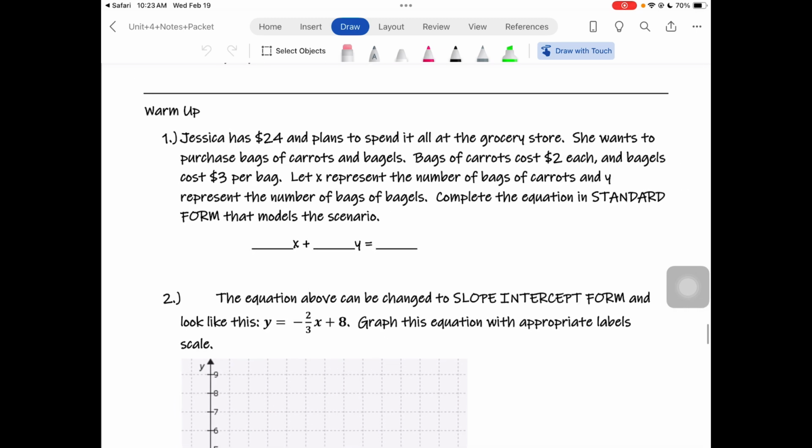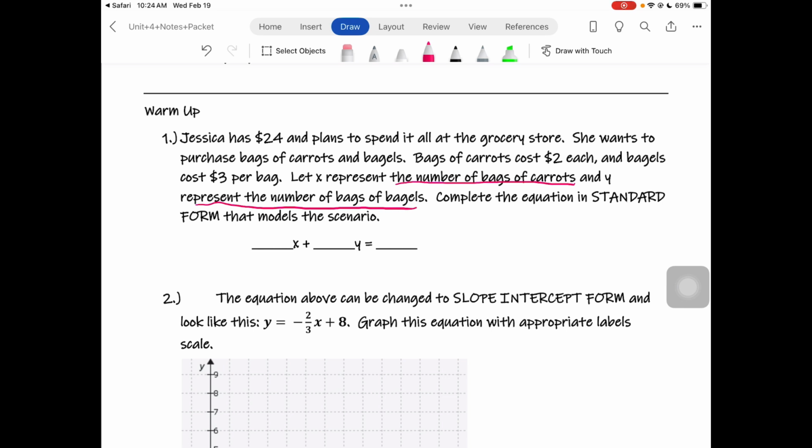Jessica has $24 and plans to spend it all at the grocery store. She wants to purchase bags of carrots and bagels. Bags of carrots cost $2 each and bagels cost $3 per bag. Let X represent the number of bags of carrots, and Y represents the number of bags of bagels. So X is the number of bags of carrots, Y is the number of bags of bagels. Complete the equation in standard form that models the scenario.